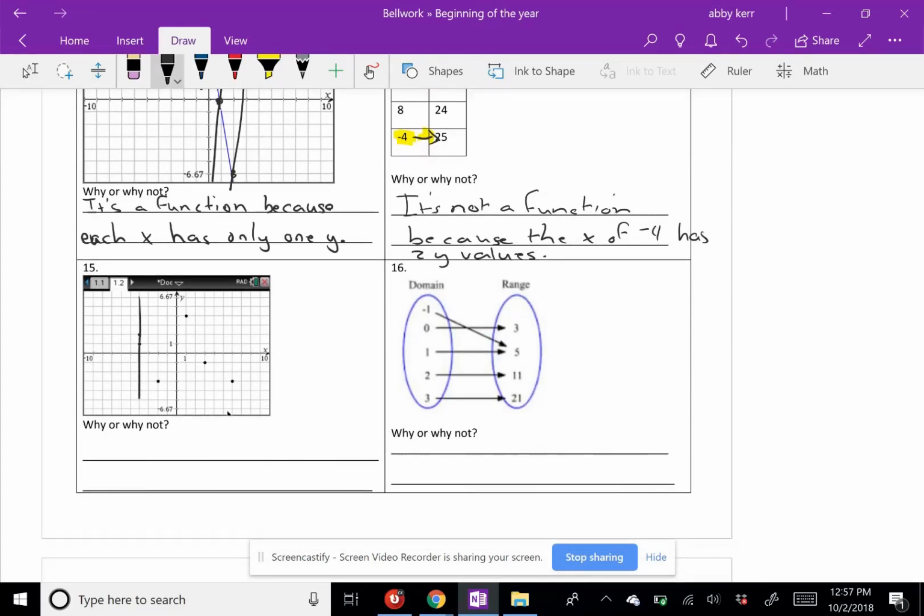So do the vertical line test again because I gave you a graph. Right here, it's not a function because of these 2 x values. I'm sorry, the one x value has 2 y's. So this is not a function, because the x of -4 has 2 y values.